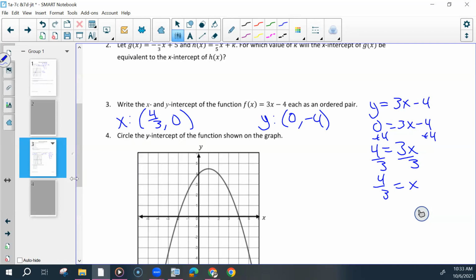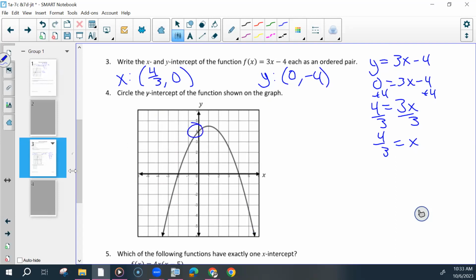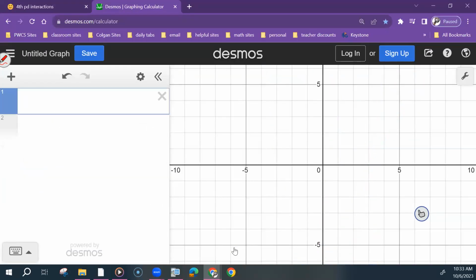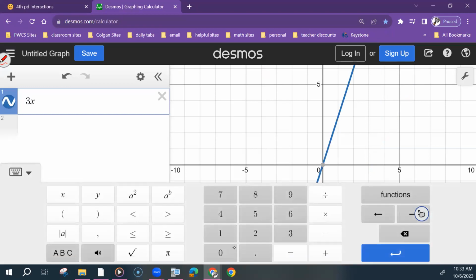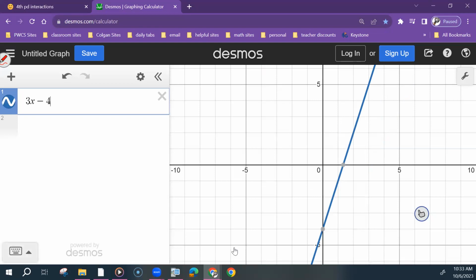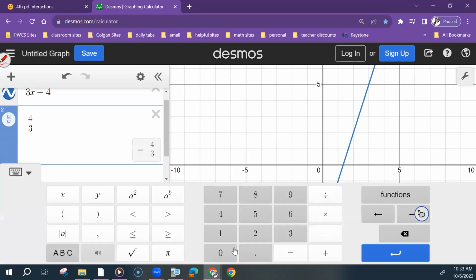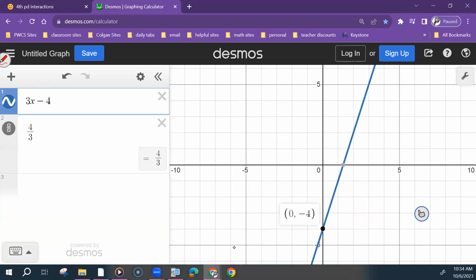Questions on those? Number 4 just asks you to circle the y-intercept of the function. Oh, I also have to put that back in decimal so you can see that. So I'm going to put 3 in decimals and then we'll move on. On this, I can see 1.3 repeating. If I put in the 4/3 that we got, I can see that that's also 1.3 repeating. And then I can also see that my y-intercept is at -1.